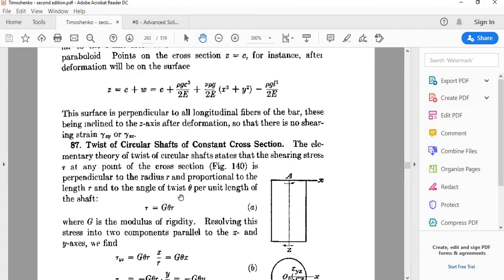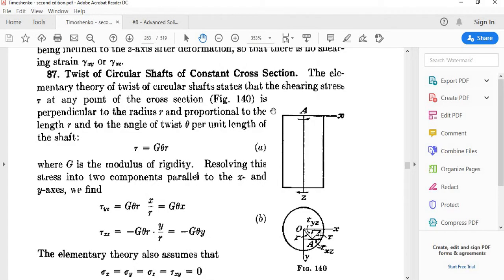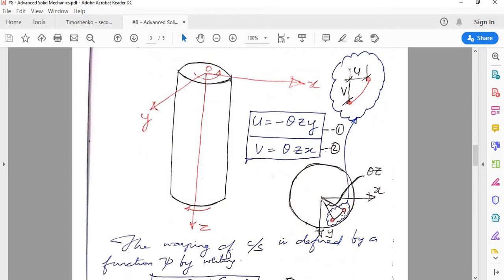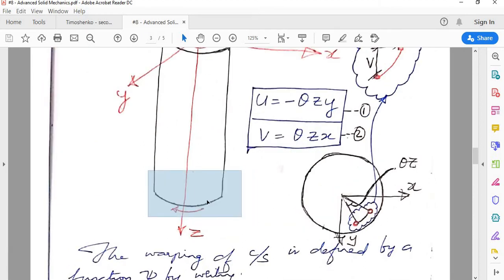Yeah. So if you are in the case of a purely circular cross section, it was used. If theta is twist per unit length, then at a particular cross section, the total twist is theta into z, right? So theta is twist per unit length, and the total twist at any particular cross section is theta into z. Suppose you are looking at one particular cross section.